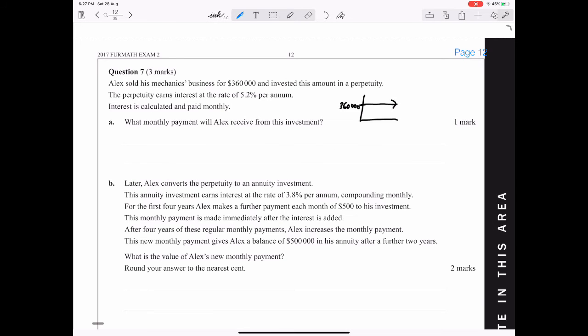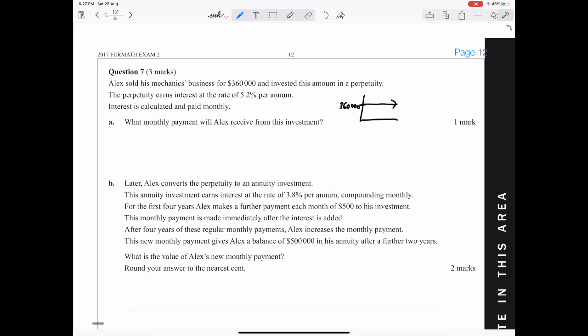Question 7. Alex sold his mechanics business for $360,000 and invested this amount into a perpetuity. The perpetuity pays interest at the rate of 5.2% per annum. Interest is calculated and paid monthly. What monthly payment will Alex receive from this investment?